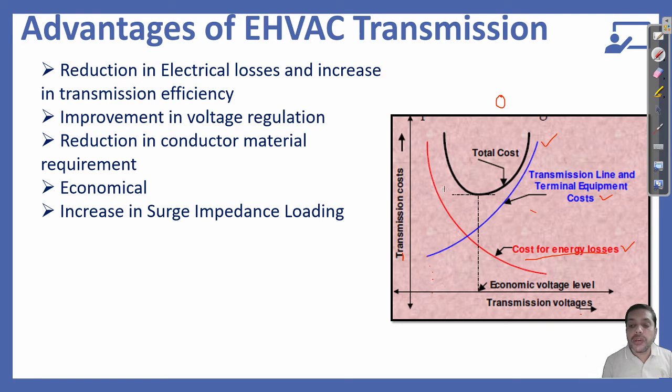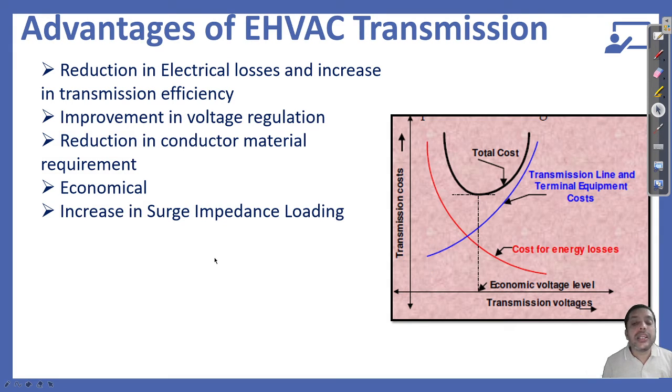Suppose you calculate the total cost by adding these two, you will get this type of plot, and you will find that this is the most economical point, where this is the economical voltage level. So by using high voltage, we get the economical voltage level point, which is suitable for the transmission system. So let's erase what I have created here.